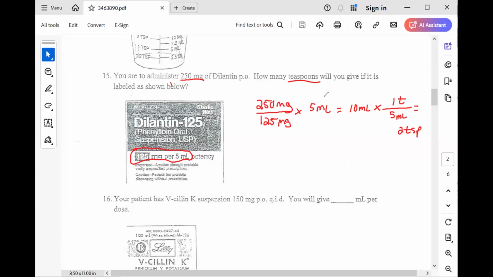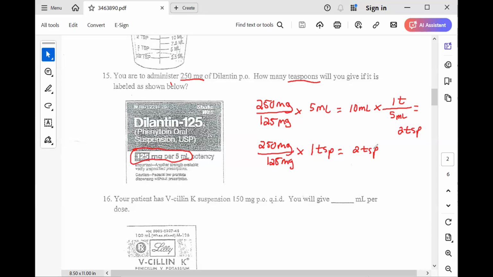The other thing is, since we know that 5 ml is 1 teaspoon, the other way of setting this up is just taking the 250 milligrams over the 125 milligrams. And then instead of saying times 5 ml, just do times 1 teaspoon. And then you'll get 2 teaspoons. So you have 2 ways that you can do this. Either way is correct, but sometimes you'll need some practice doing it and setting it up.